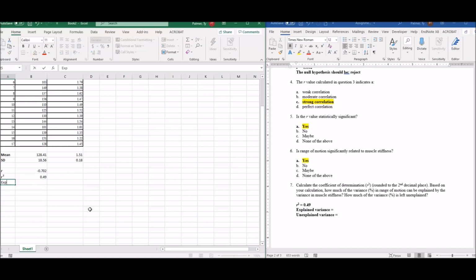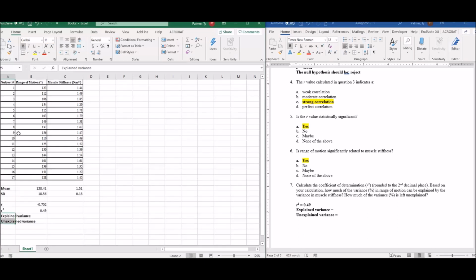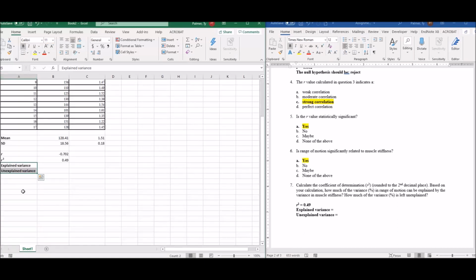I'm going to type in explained variance. Okay, again, other variables here, statistics that we're calculating. Unexplained variance. Okay, I'm going to bold these two. I'm also going to increase the size of my cell so it fits all within the cell here. Okay, so yeah, you can do that as well if you'd like.